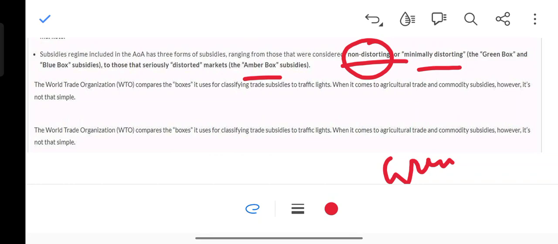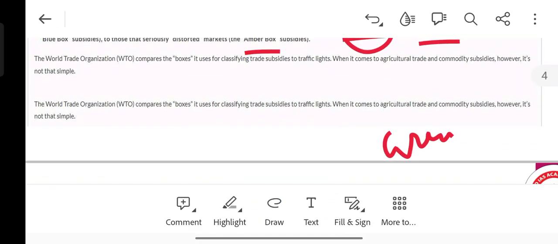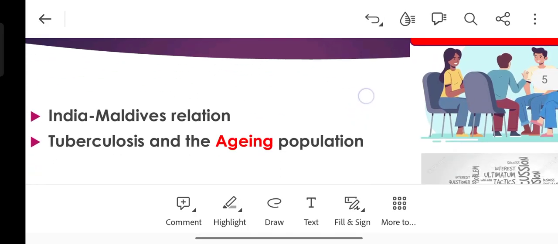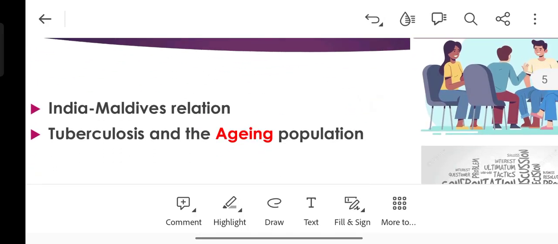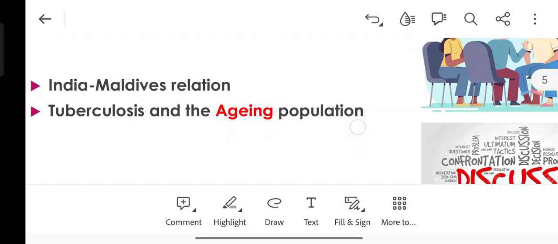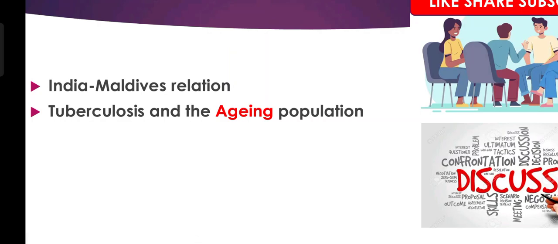Okay, so we have talked about some basic understanding, and now we are shifting to our article discussion. Okay, so we have two articles in discussion. First of all, India Maldives relation, and here we will be talking about the regime change because of the presidential election that happened recently, and now there is a change in the president. Okay, so we will discuss with respect to India's impact.